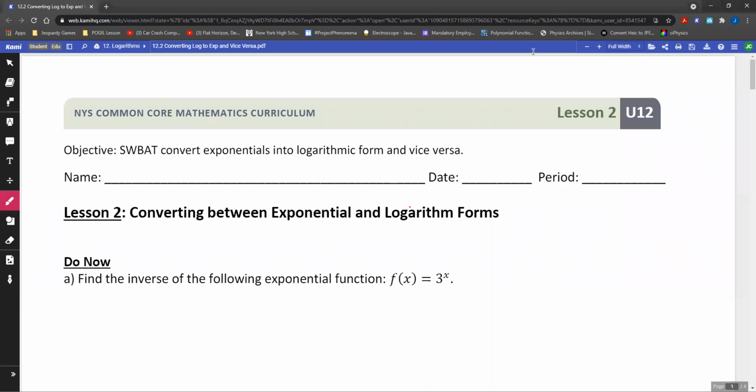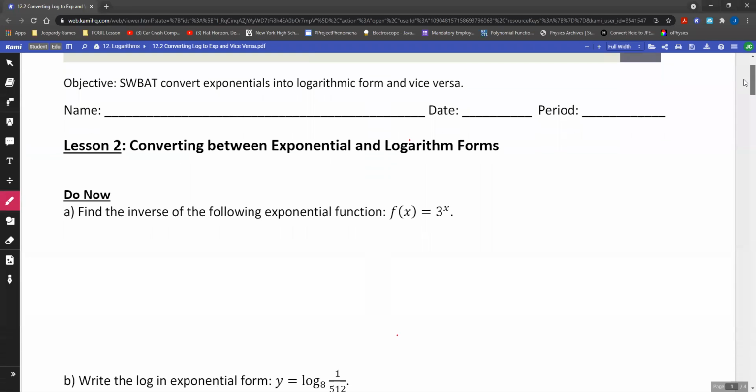Hey everyone, so this is lesson 2 where we're just going to continue our discussion with converting exponential and logarithms. So it's just a few more practice questions.